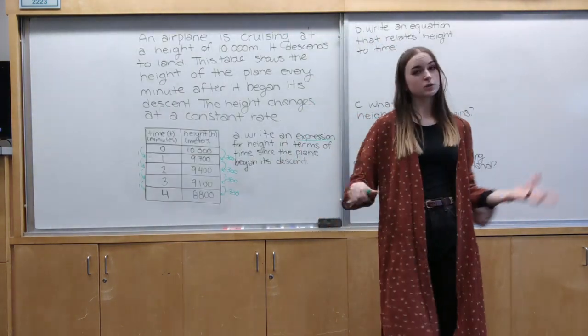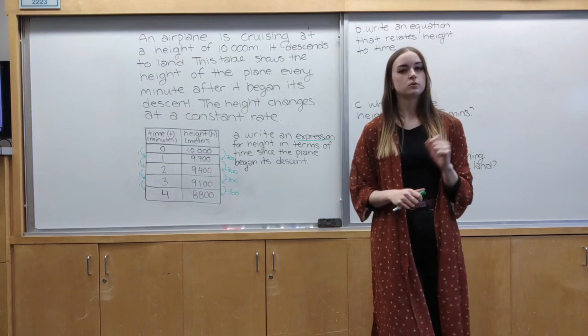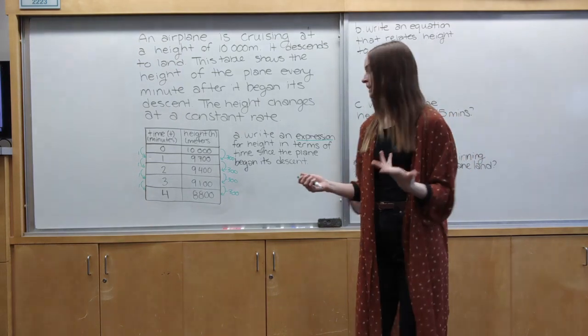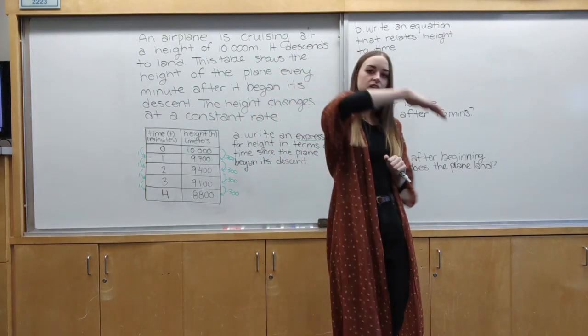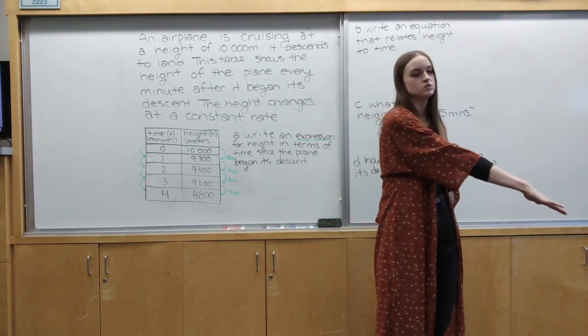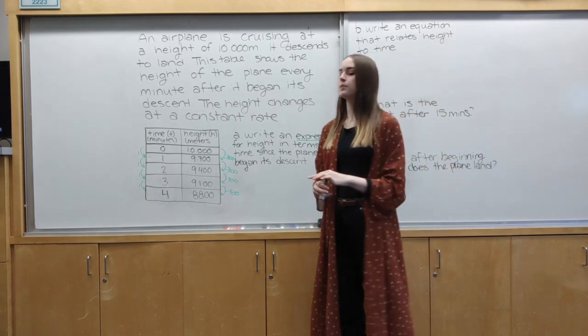We have just one example left. I know it's been a long video, but hang with me. We're learning so much. We've got an airplane. It's cruising at 10,000 meters. Then it starts to descend to land. So it's dropping down a little bit.